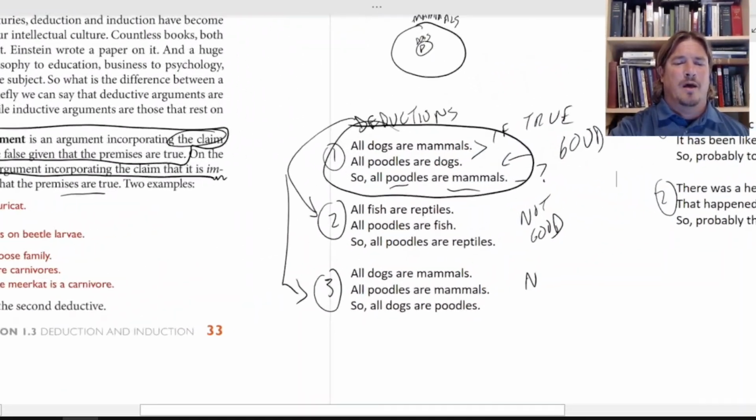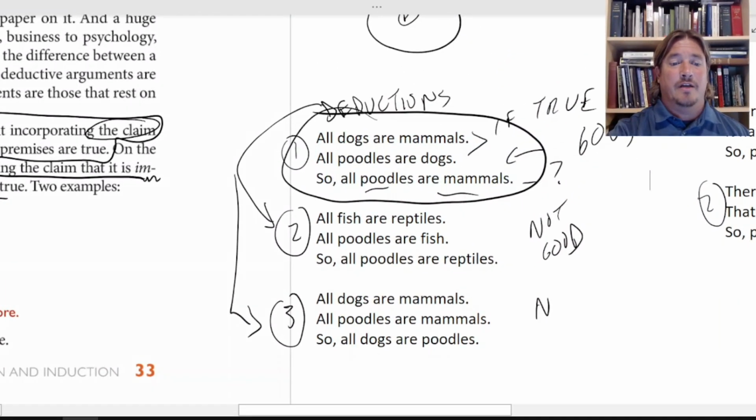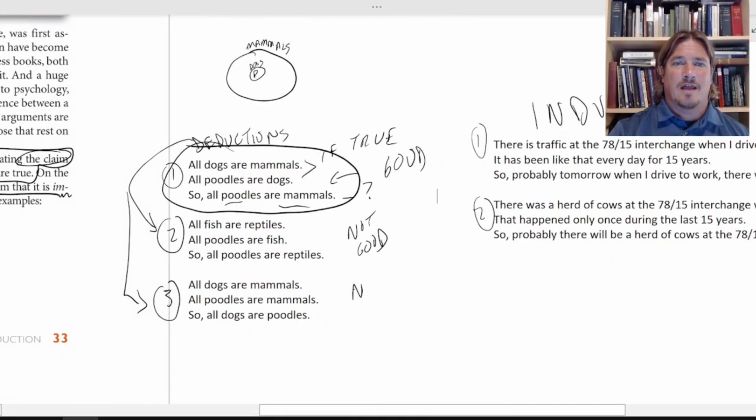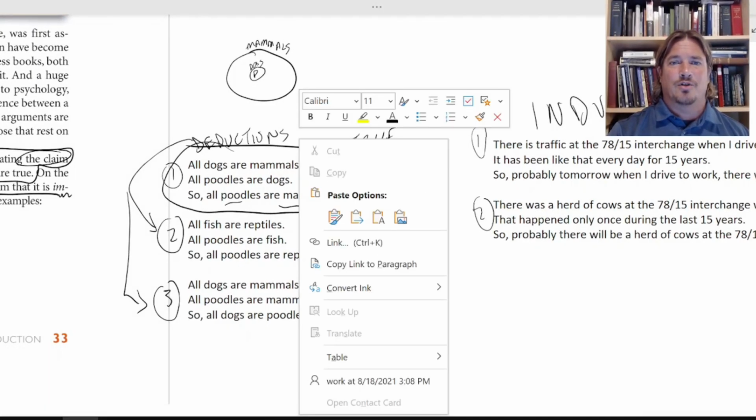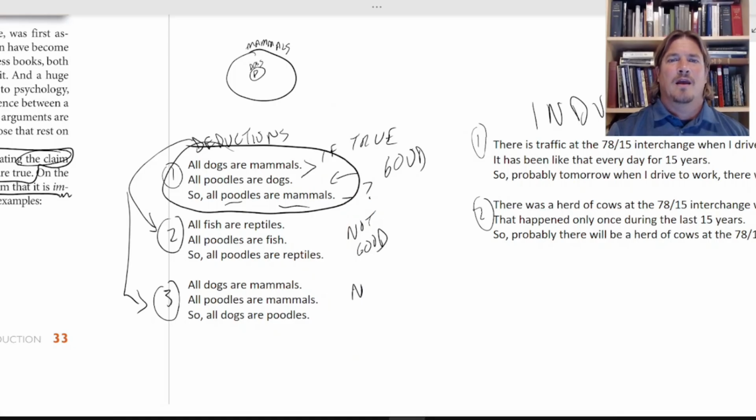Let me show you some examples of a deduction, and then contrast that with an induction. Let me show you some examples. These are again some goofy examples. Here's a goofy example of a deduction.